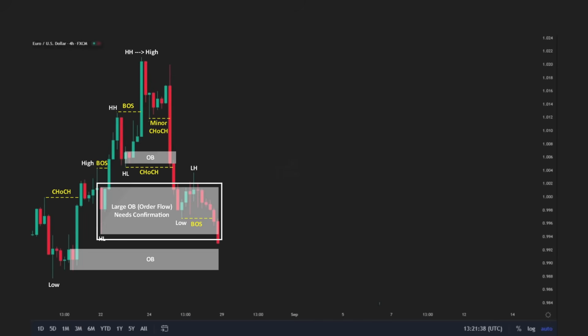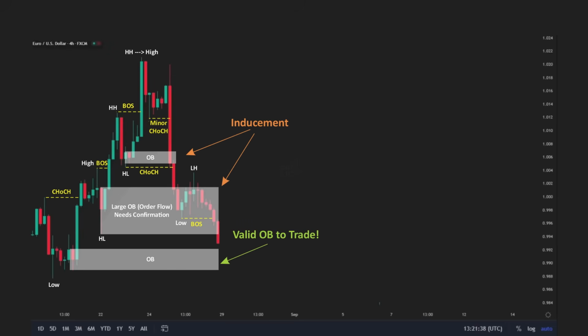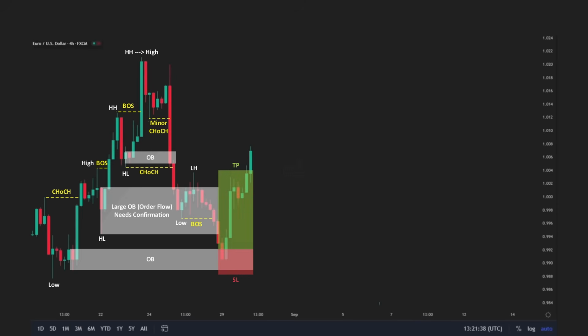Again, we have another order block a little bit lower, and once again, price does not respect the level. This is another example of inducement forming around a highly visible order block. Later in the video, I will show you how to distinguish high probability order blocks from inducement zones, so you can avoid weak setups and focus on areas where real institutional activity is more likely to be present.